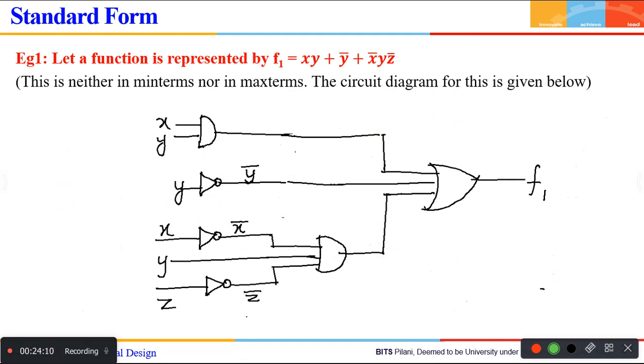Now say this. Let a function be represented by f1 is equal to xy plus y bar plus x bar yz bar. This is neither in min terms nor in max terms, okay?